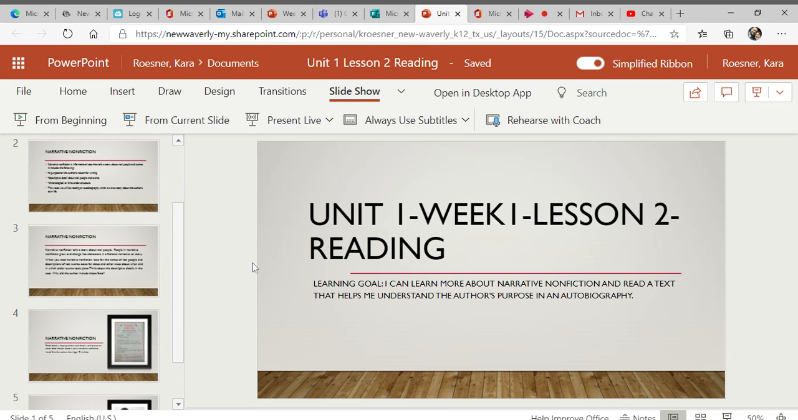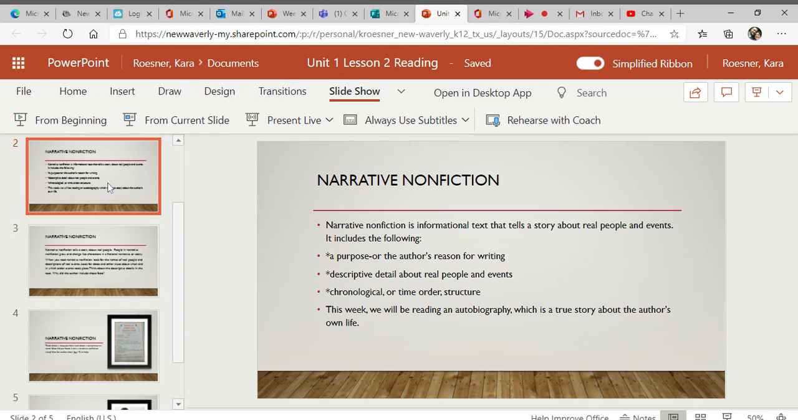And our learning goal is to learn more about narrative nonfiction and read a text that helps understand the author's purpose in an autobiography. Narrative nonfiction is informational text that tells a story about real people and events. It includes a purpose, or the author's reason for writing it, descriptive detail about real people and events, chronological or time order and structure.